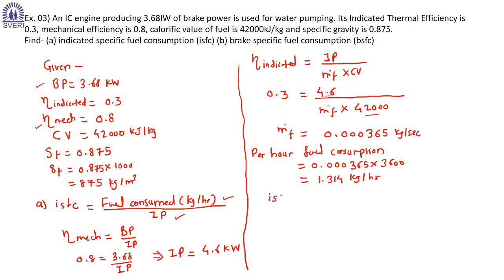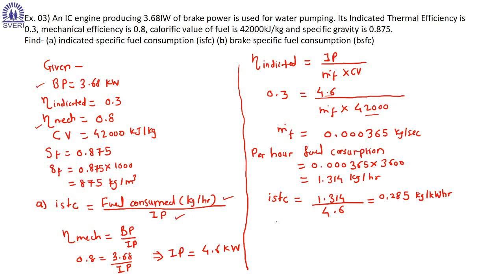So ISFC is equal to fuel consumed per hour. So that is 1.314 divided by indicated power, that is 4.6 kilowatt. So this will be equal to 0.285. So the unit will be kilogram per kilowatt hour.